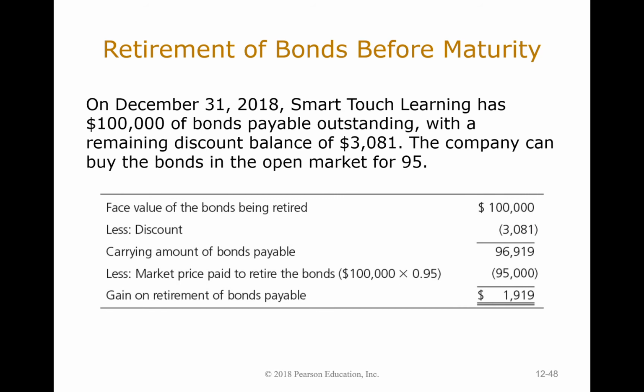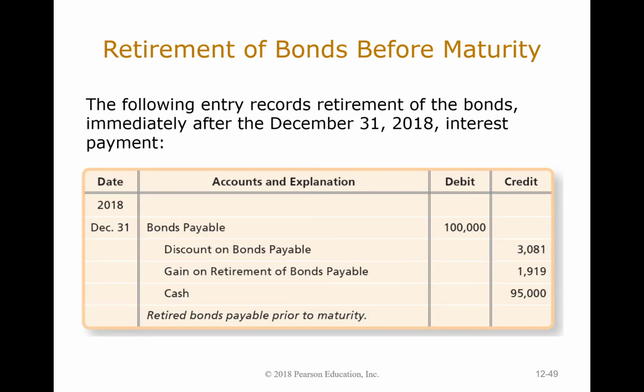So we see the face value, and since this is a discount, we're subtracting that to get the carrying amount of the bonds. And then the market price paid is $95,000. Well, what this means is we get a little bit of a gain on the retirement of those bonds, because the value of them currently is $96,919, but we're only paying $95,000 for them.